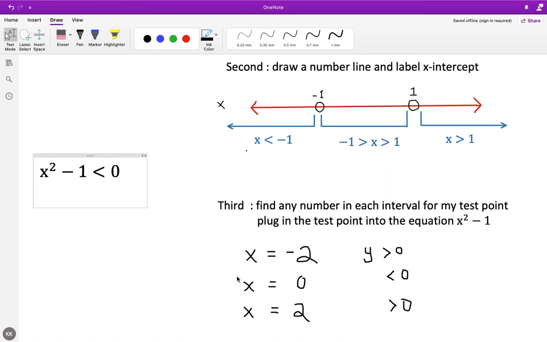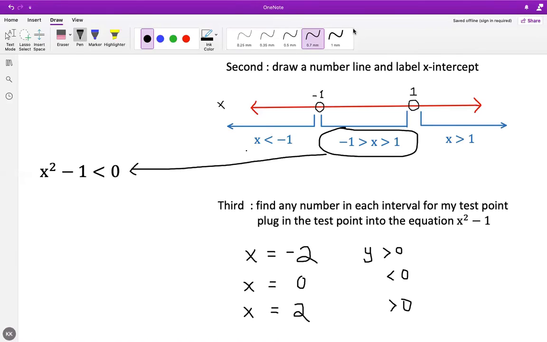To conclude, when I pick x equals 0 as my test point, the y value is less than 0. Where does the x equals 0 test point come from? It comes from the interval between -1 and 1. So this interval right here is my solution for this inequality.